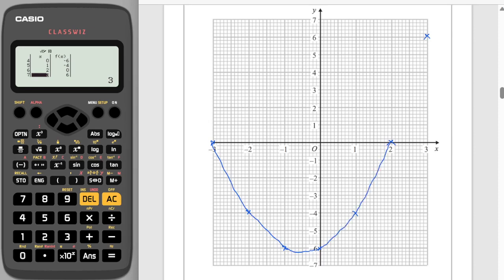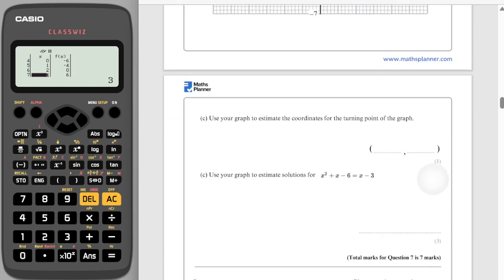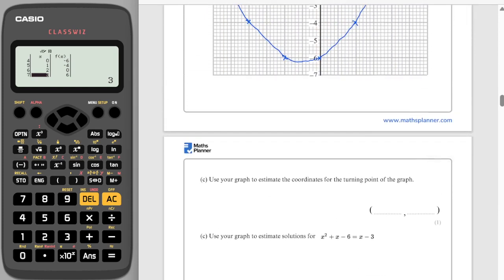So using a sharp pencil and a steady hand and keeping your wrist on the inside of the curve, you should get something roughly looking like that. Okay, so use your graph to estimate the coordinates of the turning point. So the coordinates of the turning point is this point here.